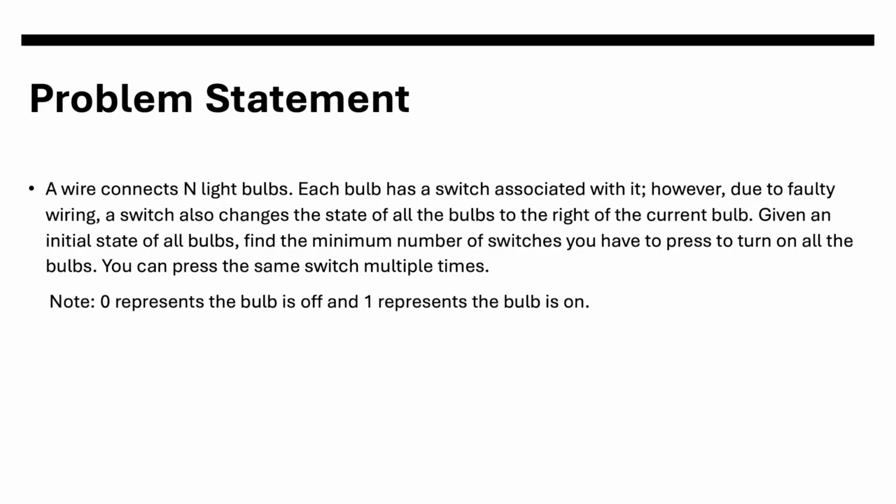Here is the problem. A wire connects n bulbs. Each bulb has its own switch. However, due to faulty wiring, when you press a switch, it not only changes the current bulb but also changes the state of all bulbs to the right. We are given the initial state of all bulbs in an array. Our goal is to find the minimum number of switches required to turn on all the bulbs. Also, a switch can be pressed multiple times. In the array, 0 represents a bulb that is off, 1 represents a bulb that is on.